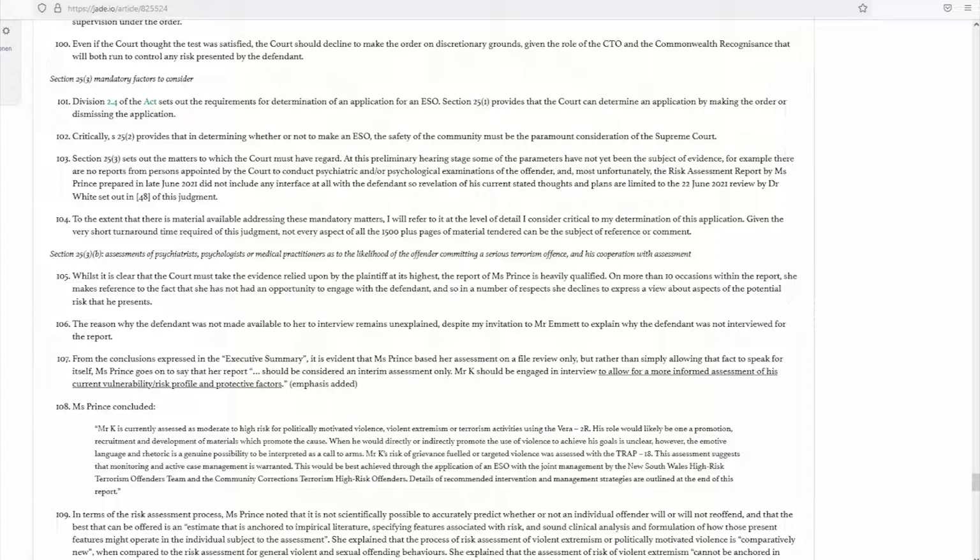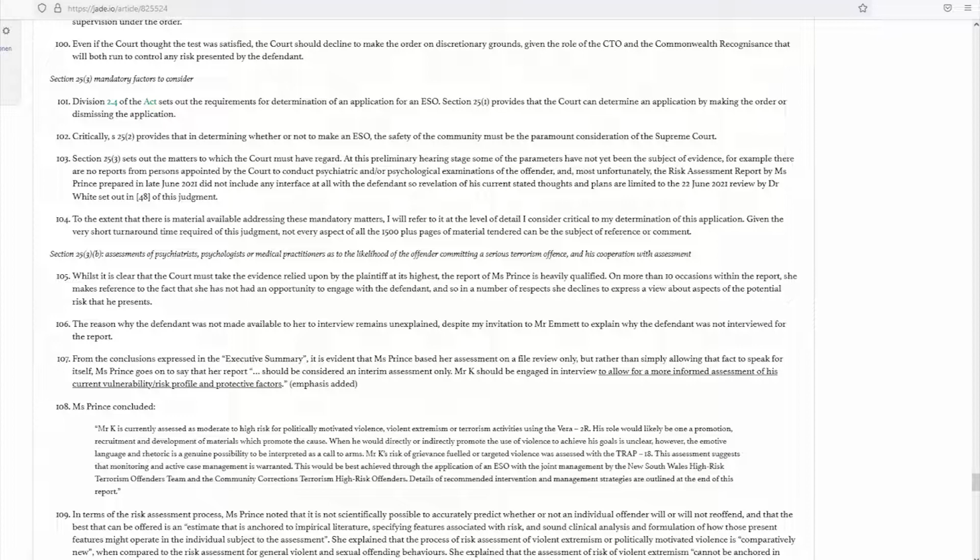On more than 10 occasions within the report, she makes reference to the fact that she had not had an opportunity to engage with the defendant, and so in a number of respects she declines to express a view about aspects of the potential risk that he presents. 106. The reason why the defendant was not made available to her to interview remains unexplained, despite my invitation to Mr. Emmett to explain why the defendant was not interviewed for the report.